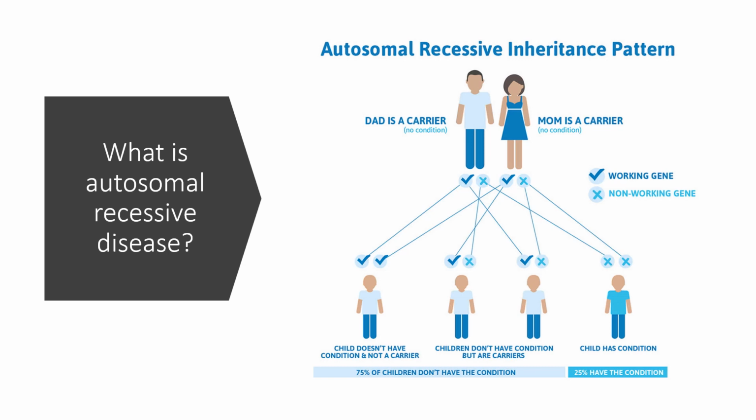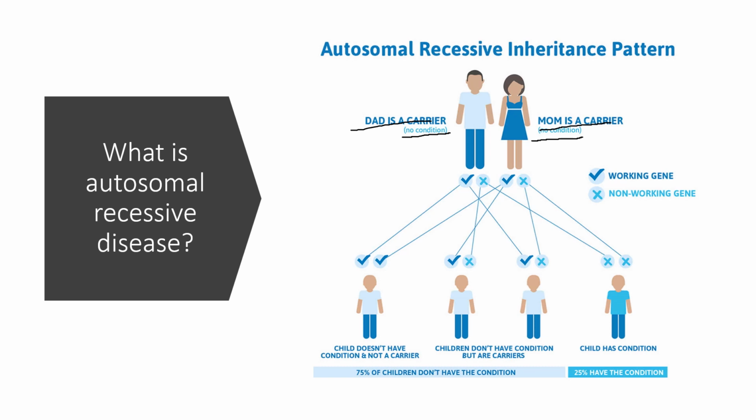Now why do we call it recessive? Because in this case, mom and dad both need to be carriers. They don't have the condition, but they have the potential to give the disorder to the children. As you can see in this diagram, dad is a carrier, and mom is also a carrier. There is no condition, but they have the potential to give the disease.